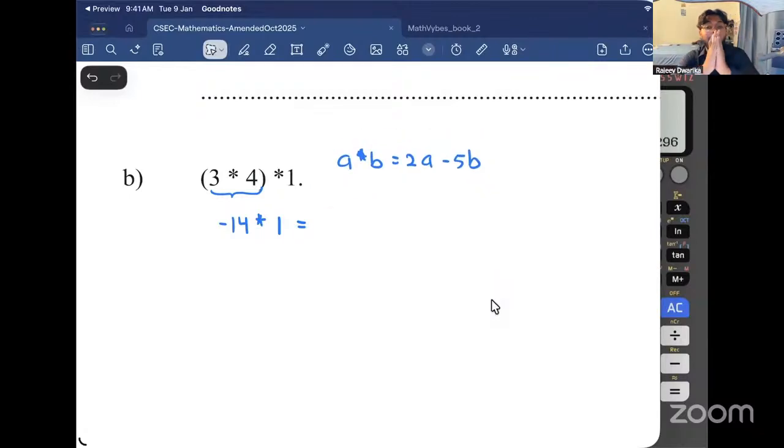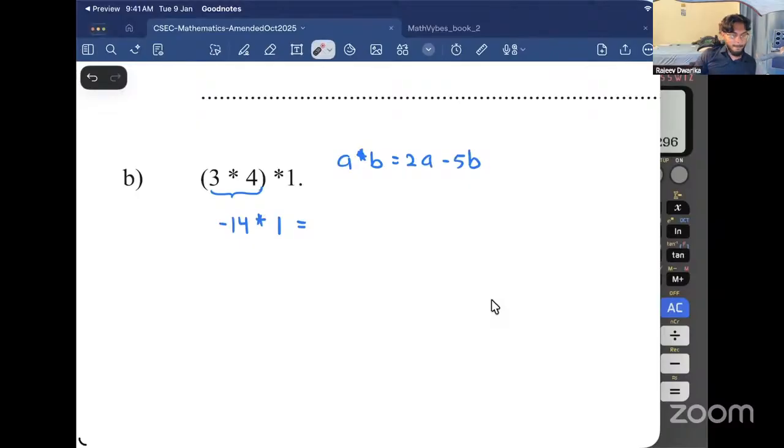Carla, don't overthink it. So we boil down 3 star 4 to minus 14. And so the problem becomes minus 14 star 1. Now we know this is what the star operation does. Whatever the first term is, it's multiplied by 2, minus 5 times the second number. So, we have minus 14 star 1. See if you can figure it out. How would I evaluate that?